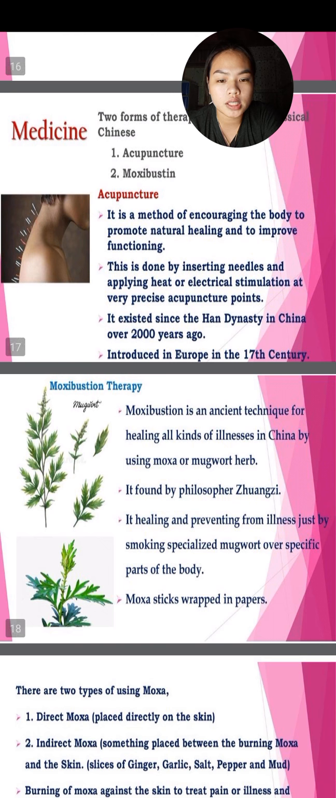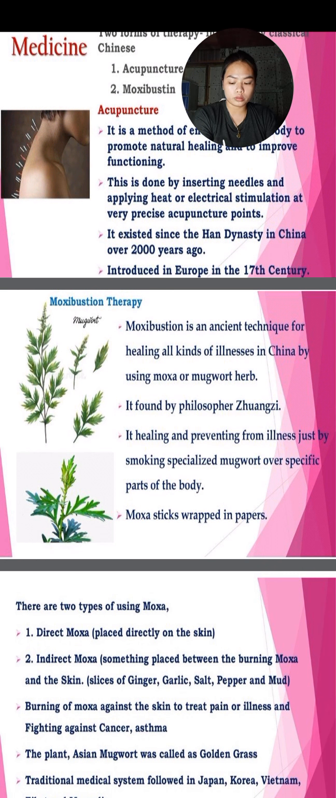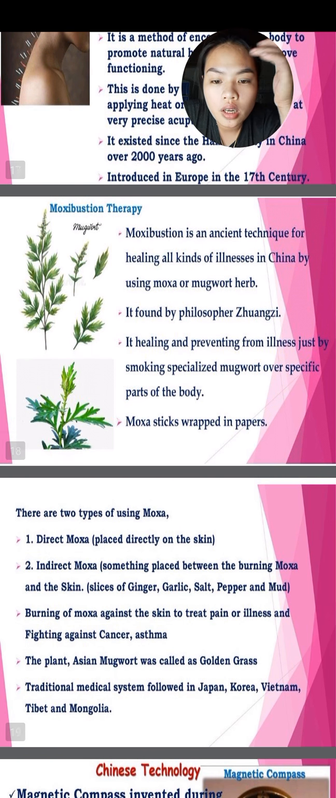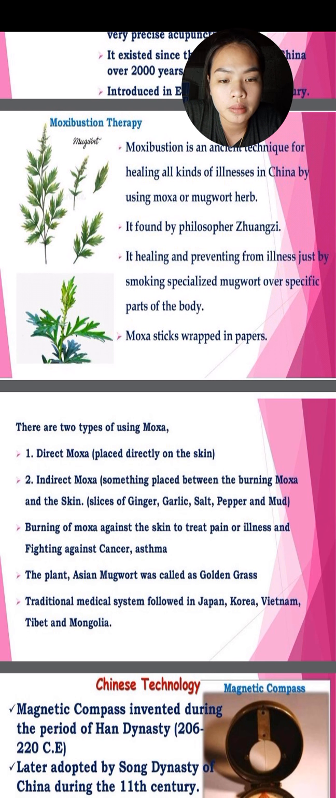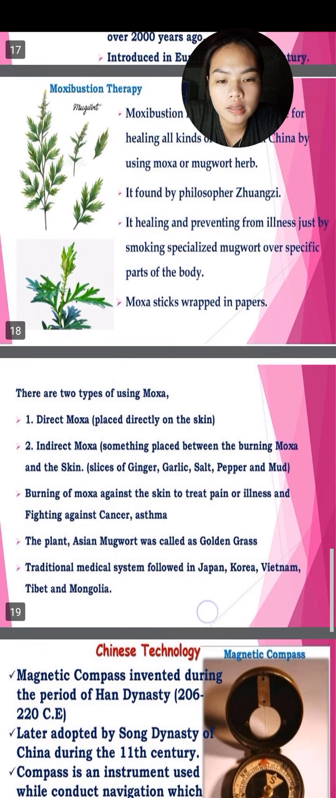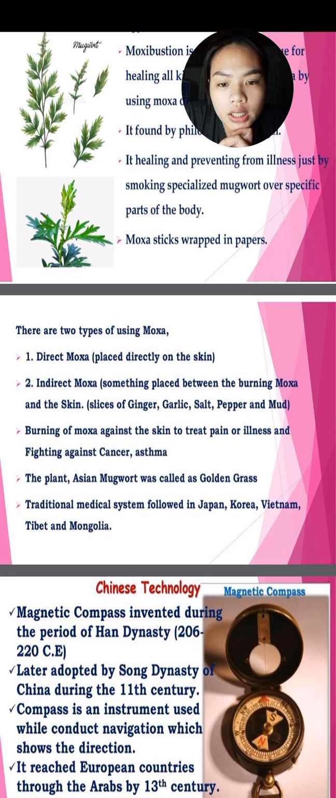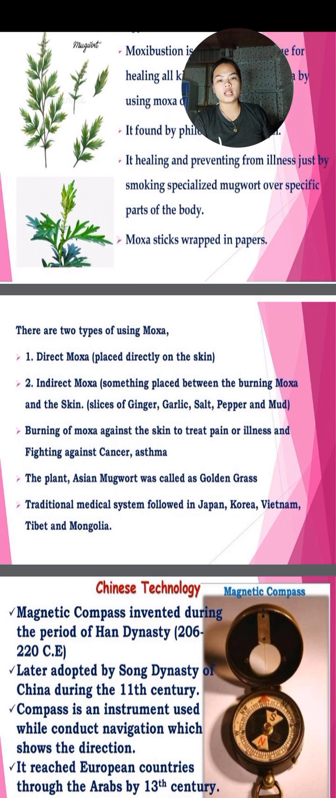Moxa sticks are wrapped in paper. There are two types of using moxa. The direct moxa is placed directly on the skin. In indirect moxa, something is placed between the burning moxa and the skin: a slice of ginger, garlic, salt, pepper, or mud. So burning moxa against the skin treats pain or illness and helps fight cancer and asthma. The plant Asian mugwort was called the golden grass. It is a traditional medical system followed in Japan, Korea, Vietnam, Tibet, and Mongolia.